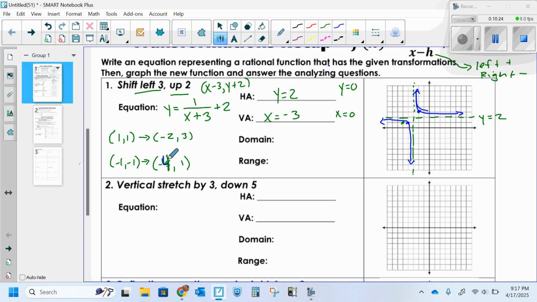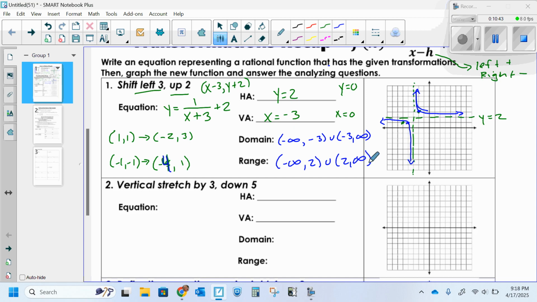So I kind of messed up that point, sorry. All right, but that doesn't change those. Once you get it graphed, you can do your domain, -infinity to -3, union -3 to infinity, your range, -infinity to 2, union 2 to infinity.